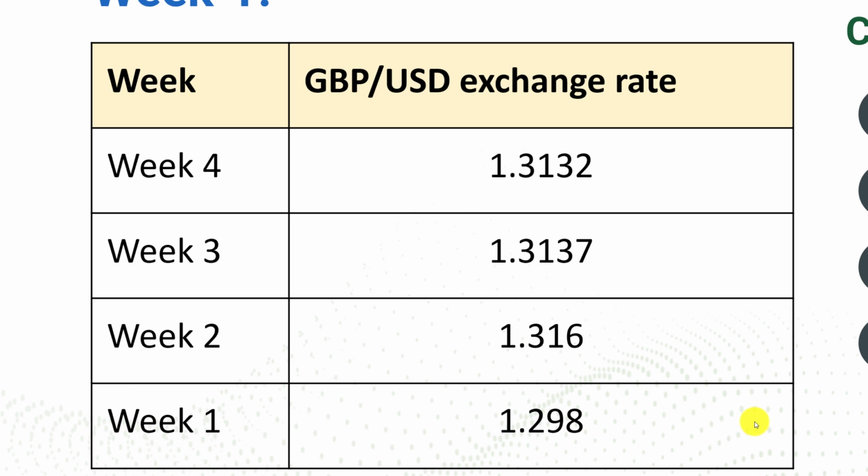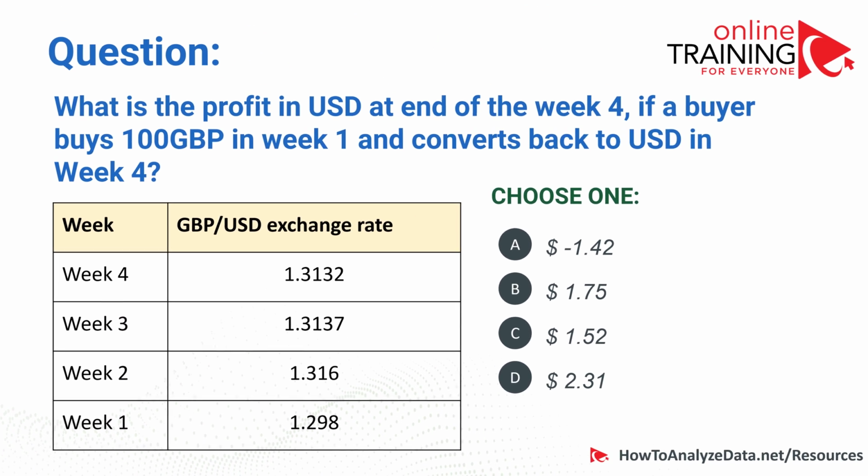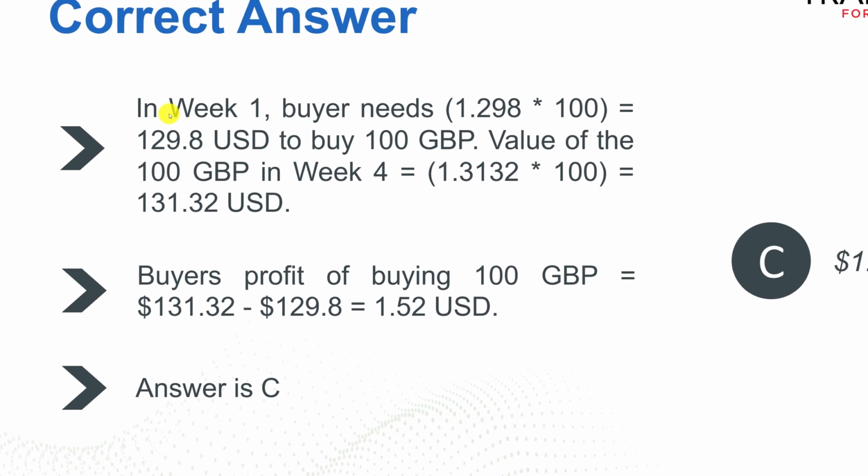To get to the right answer, you need to calculate the total sum of US dollars in week 1, and then you need to convert it back to US dollars in week 4. Ultimately, week 2 and week 3 values are irrelevant here because you're holding through weeks 2 and 3. And this is how you do the calculation.